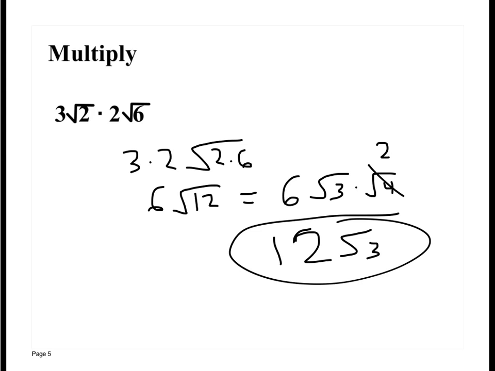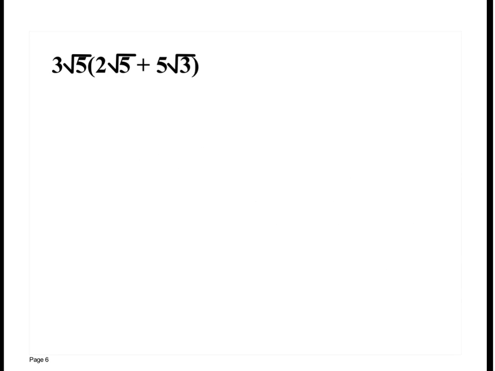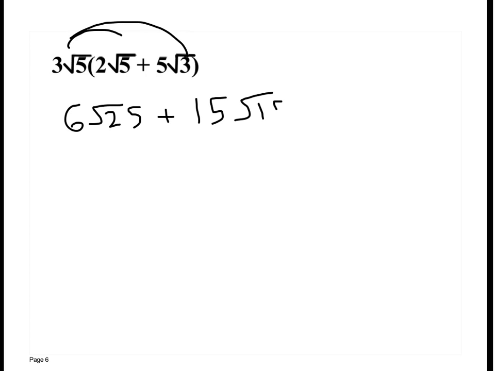3 square root of 5 times 2 square root of 5 plus 5 square root of 3. What we do is we distribute. Okay? These are unlike radicands. I can't add those, but I can multiply unlike radicands. So I distribute. That gives me 6 square root of 25 plus 15 square root of 15. Then I simplify as much as possible.